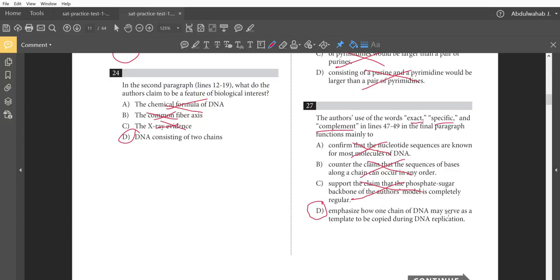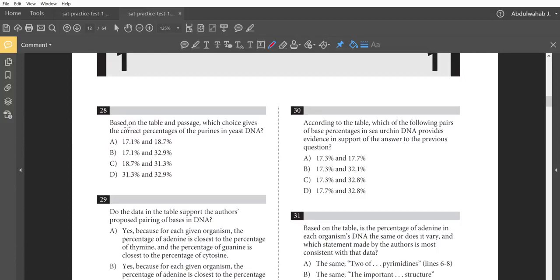Emphasize how one chain of DNA may serve as a template to be copied during DNA replication. Well, yes. If we have one chain of DNA, this could help us to copy the other chain during DNA replication. We can have the copy of the other chain just by knowing one of them. So D is fine.